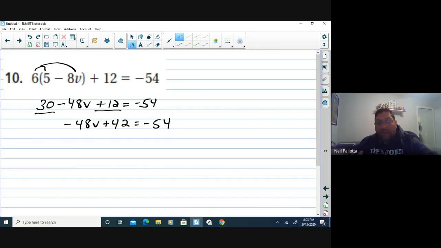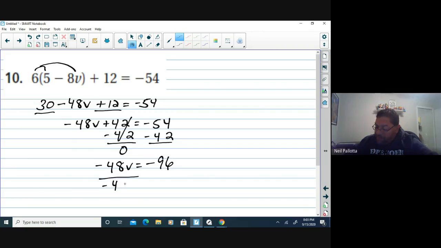And then from there, we have our two-step equation. So we want to use the inverse operations. So we're going to subtract 42 from both sides of the equation. That's going to give us 0. We're left with negative 48v is going to be equal to negative, what's that, 96.